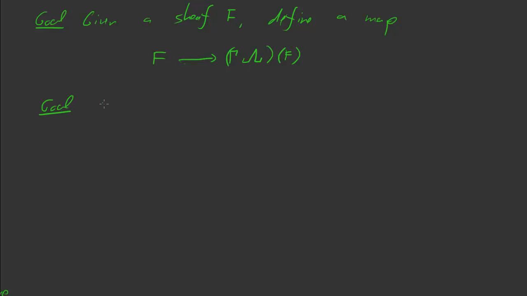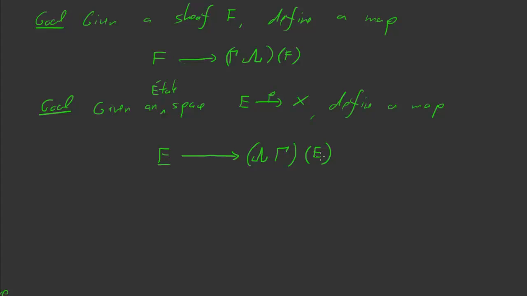So, first goal. Given a sheaf F, define a map F into gamma of lambda of F. And then, of course, our second goal will be to do the other thing, which would be: given a space, I guess I should say an Etale space, E over X, define a map from E into lambda of gamma of E.